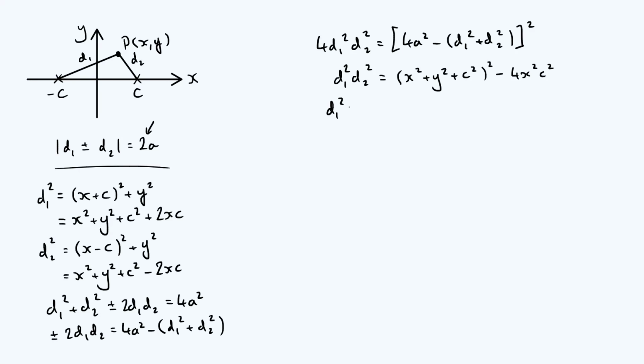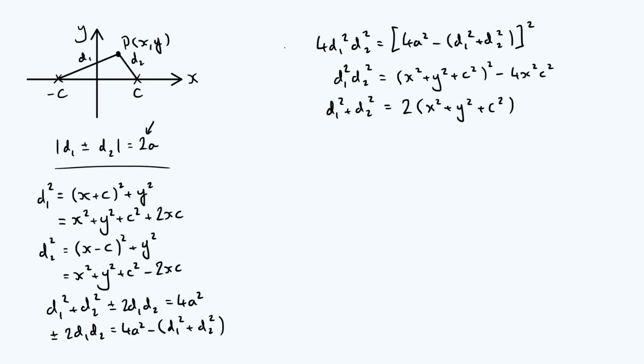Then we've got to think about the sum as well, d1 squared plus d2 squared. Again, just look back at those two expressions on the left. The sum is pretty easy because the 2xc's just cancel out and you get double the rest of the terms. And so we can write that as 2 times (x squared plus y squared plus c squared).